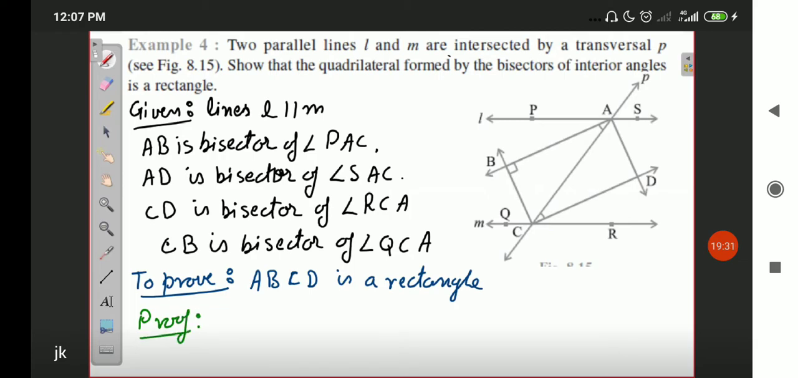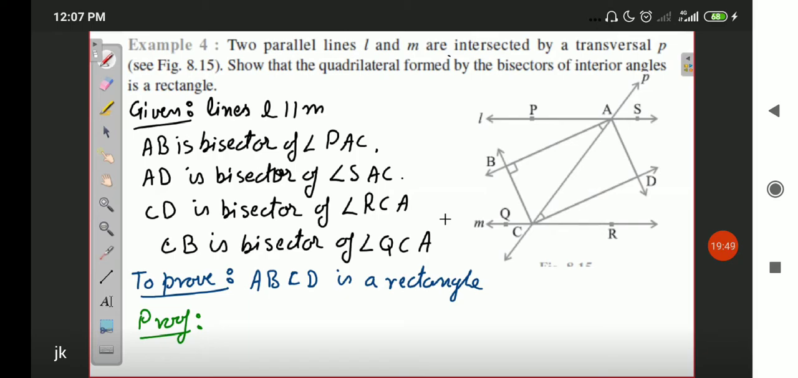Okay, let us start with the proof. First of all, we will prove that this quadrilateral is a parallelogram. After that, we'll prove that all the interior angles are of 90 degree. In that manner, we can prove that this is a rectangle.